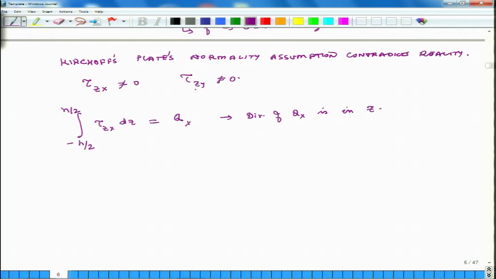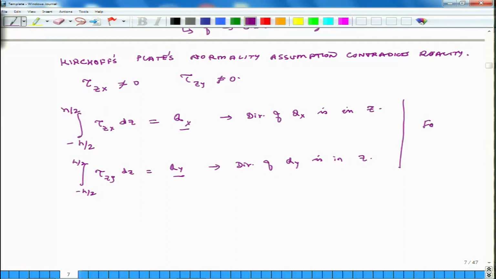Similarly, if tau zy is not 0, then if I integrate it, I call it qy, and the direction of qy is in z direction also, okay. So, note these are not forces, qx is not force, qy is not force, these are force resultants.